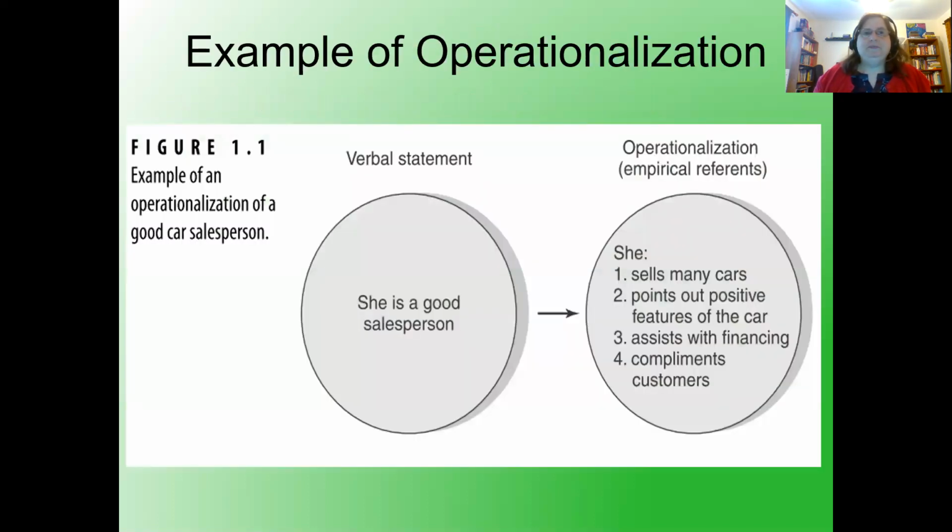For example, let's say we break out the term, she is a good salesperson. So we have this verbal statement, she's a good salesperson. And if we want to break that out, we might say she sells many cars, points out the positive features of the car, assists with financing, compliments customers. That could be our operationalization of she's a good salesperson. Okay, all right, so that's a little bit about operationalism.